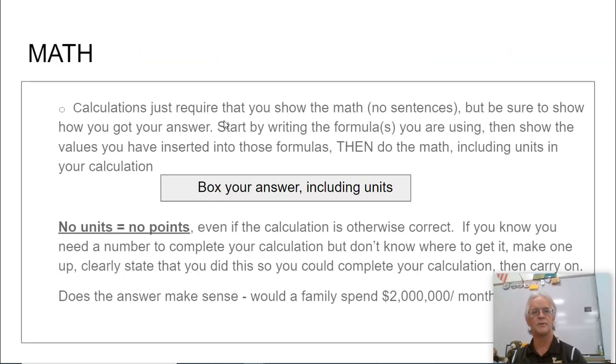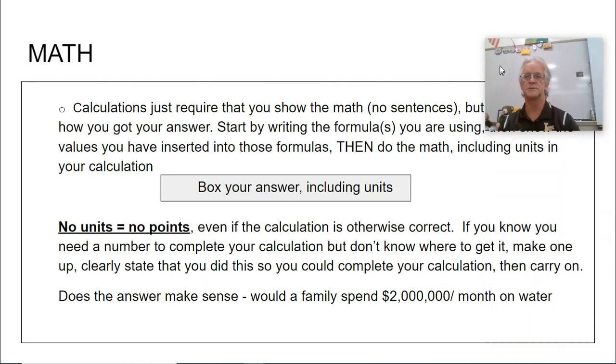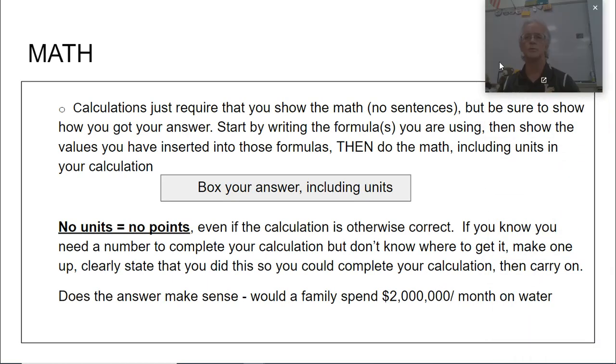When you're doing math, calculations require that you show your work. There are no sentences. Make sure you show how you get your answer. Start by writing out the formulas that you're using, then show the values that you have inserted into those formulas. Then do the math, including units in your calculation. When you're done, box your answer, including boxing your units.